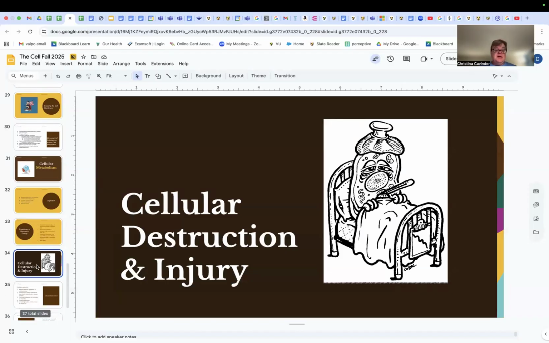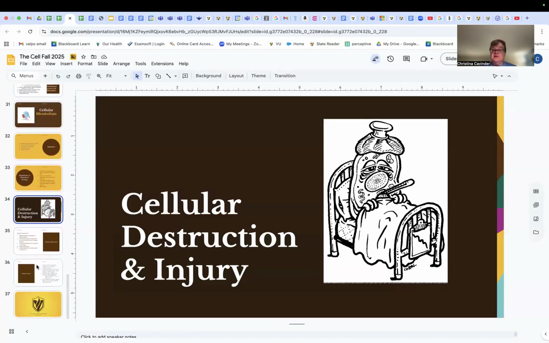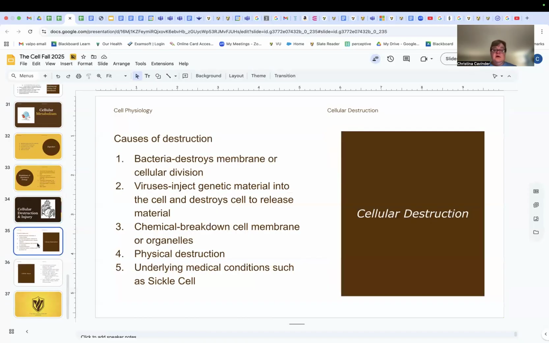Cellular destruction and injury. So what happens when our cells are injured or they're destroyed? Cellular destruction can be caused by many things. First of all, bacteria. It can destroy the membrane and hence the cell breaks apart, or it affects the cellular division.